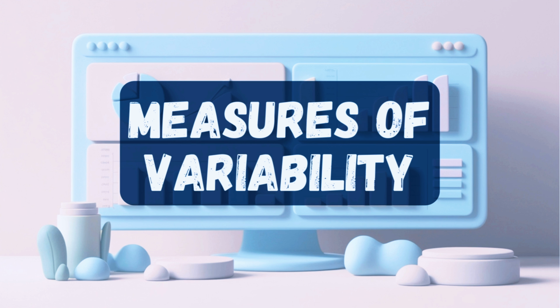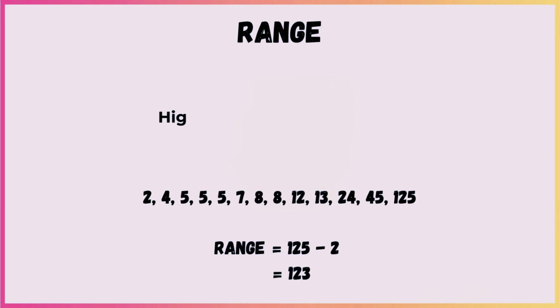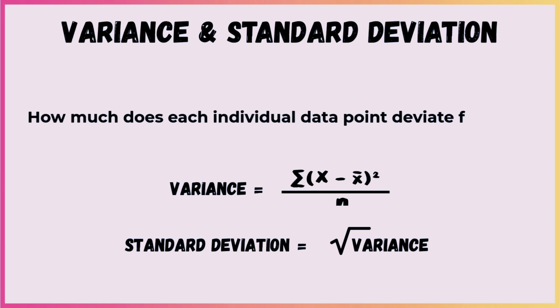The second set of statistics we're going to be talking about today are the measures of variability. These tell us how spread our data is. First is range. Range is the difference between our highest value and our lowest value. It is a very simple measure but can be misleading when you have outliers. We also have variance and standard deviation. These are more robust measures and they tell us how far individual data points deviate from the mean or average.